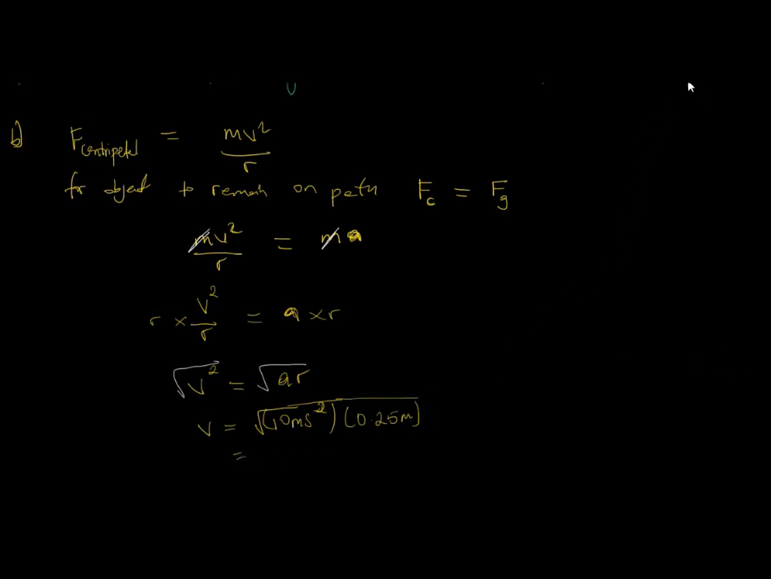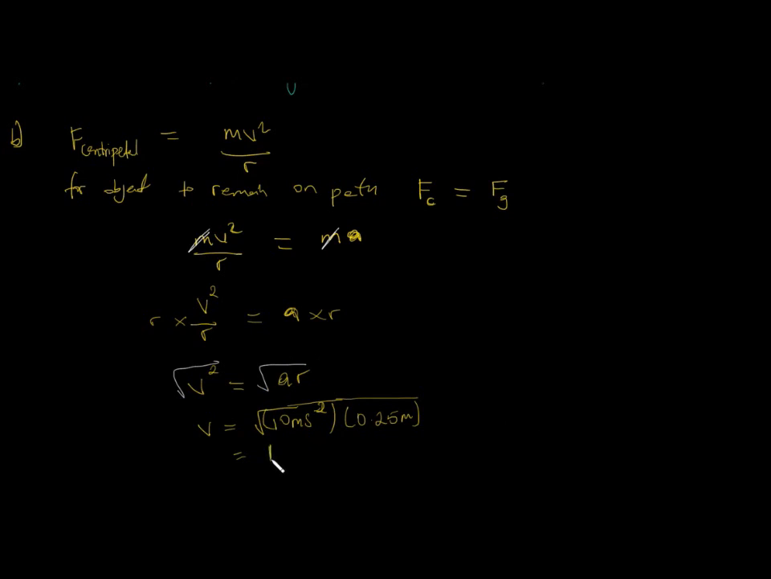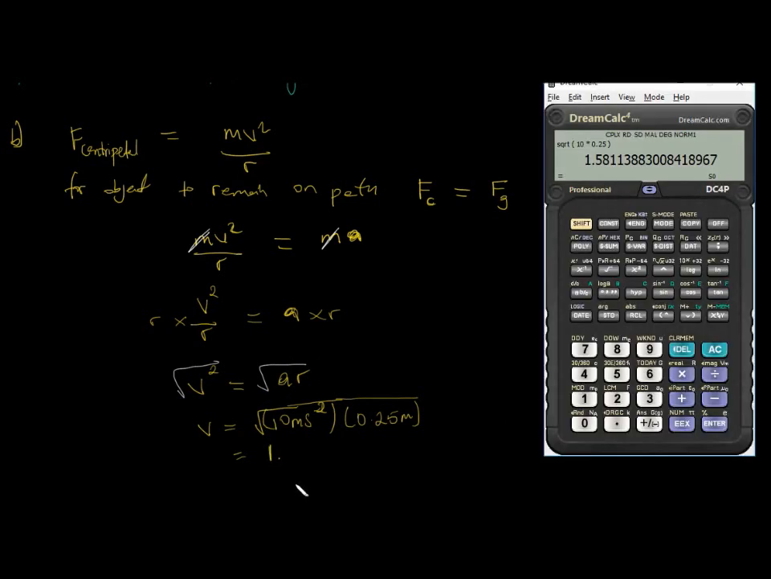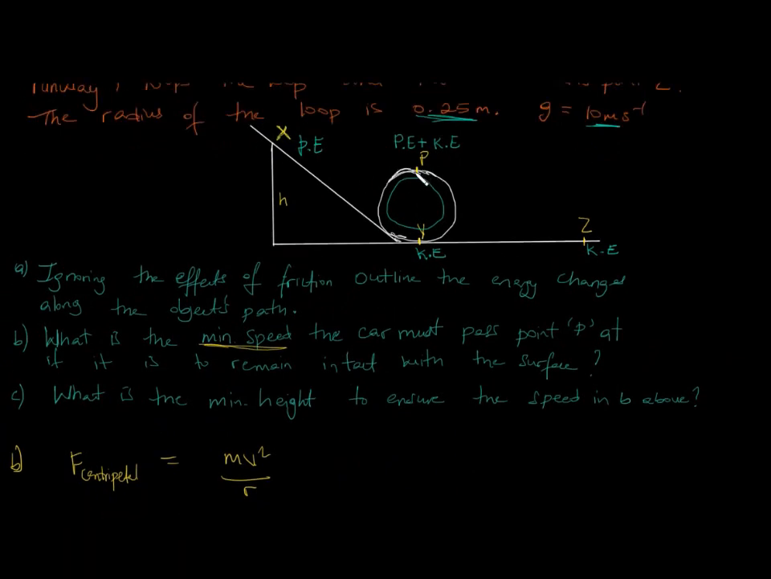Alright, so we can use our calculator, and then we can say the square root of bracket 10 multiplied by 0.25 close bracket, and that works out to be 1.58, and our units is meters per second. So that would be the speed at which the object passes our point P.